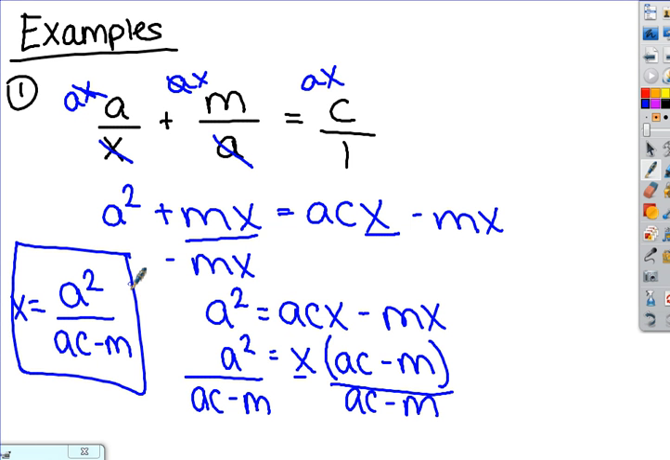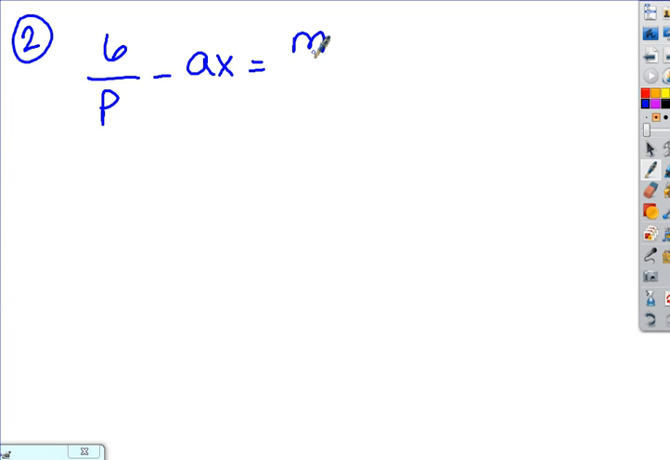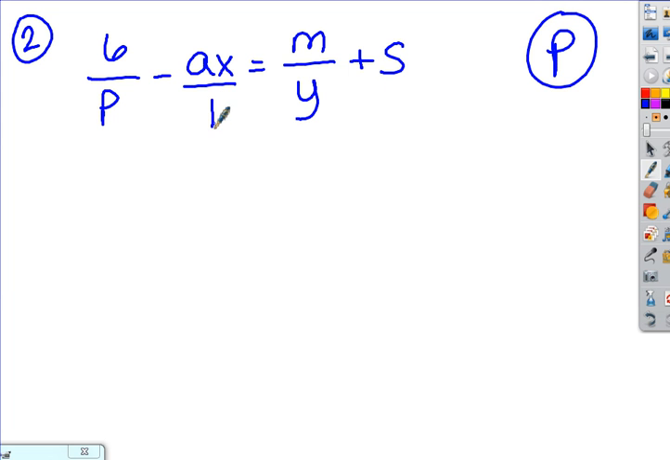Let's try one more example together before I have you do one on your own. Example 2. 6 over p minus ax equals m over y plus x. And in this equation, we're going to solve for p. The first step that we're going to do is to find a common denominator. The common denominator in this problem is going to be py. Ax has a denominator of 1 and x also has a denominator of 1. Py is our common denominator. We're going to multiply each term by py.